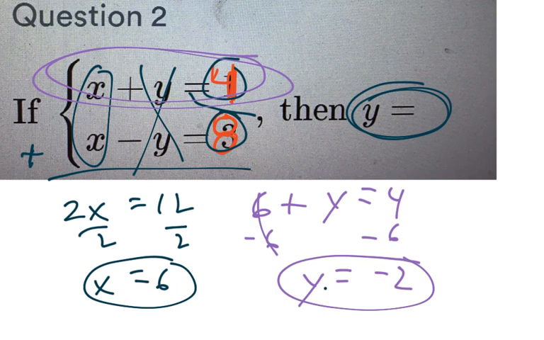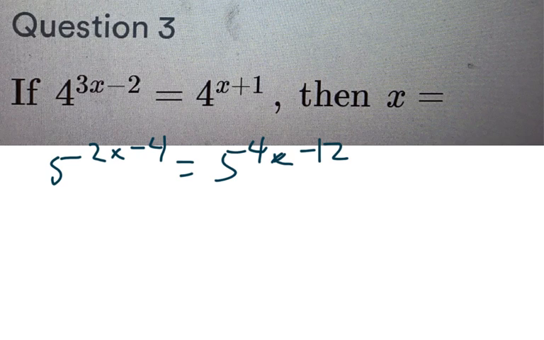So for my answer, guys, y is negative 2. But this is called the elimination method, which hopefully looks familiar, and you should know. Okay, next one.